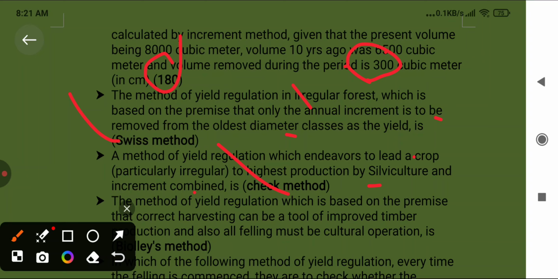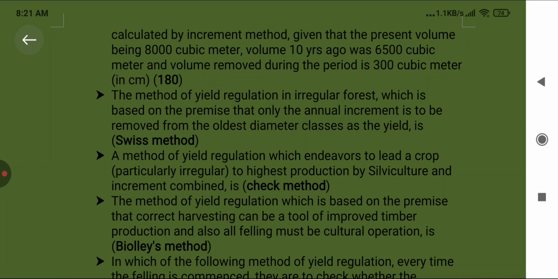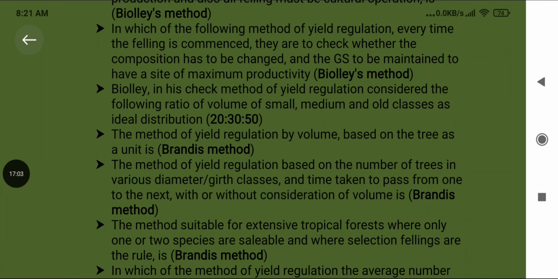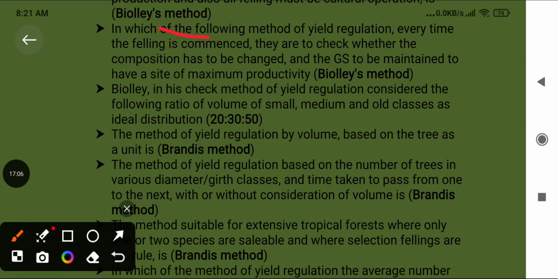The method of yield regulation which is based on the premise that correct harvesting can be a tool of improved timber production, and also all felling must be a cultural operation is Bailey method. And in which of the following methods of yield regulation every time the felling is conducted, they are to check whether the composition has to be changed and the growing stock to be maintained to have a site of maximum productivity.